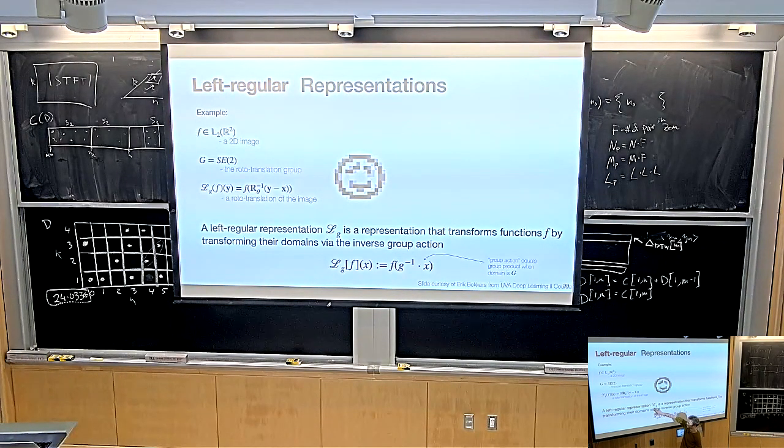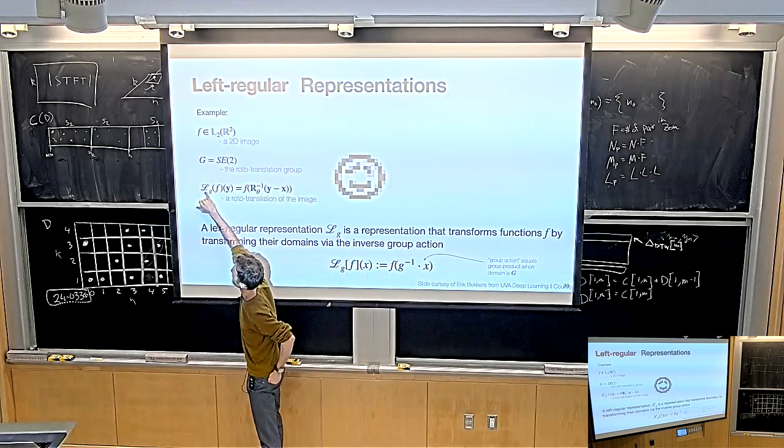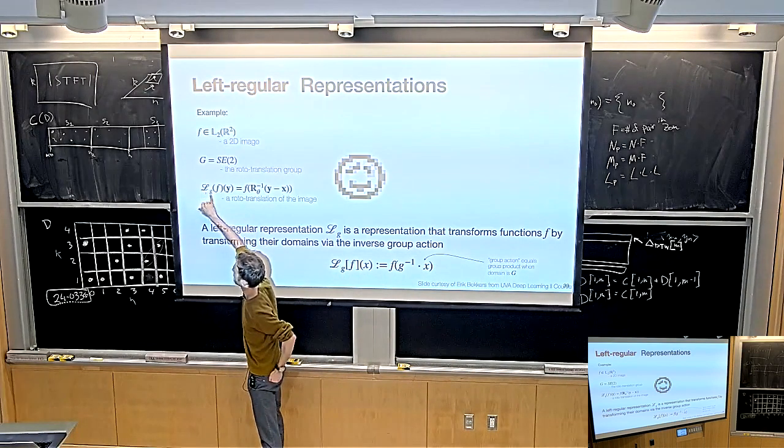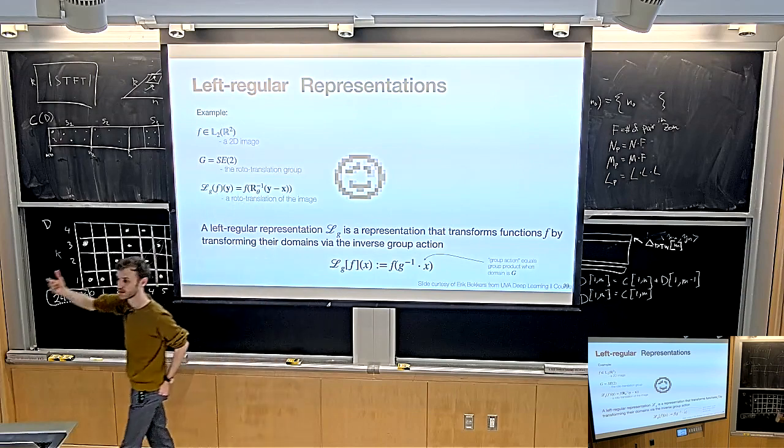So the formalism for this is called a left regular representation. The word representation pops up again. Representation again is this idea that there is a function that takes you from an element of the group to something that transforms something. L is the representation, parameterized by the group element. For instance, you say, I want to rotate the image by 90 degrees, and then you apply it to your image, which means it takes a function as input and gives you another function as output.